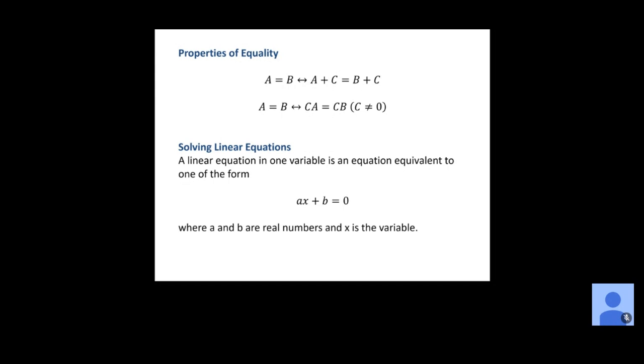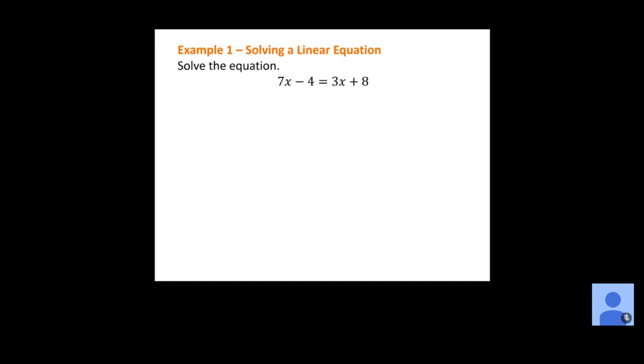Now, a linear equation has one variable, and it's in the form ax plus b is equal to 0. Here, a and b are real numbers, and x is the variable that we're trying to solve for. So that's the most basic type of equation that we're going to look at solving.